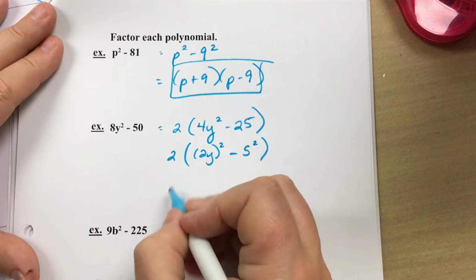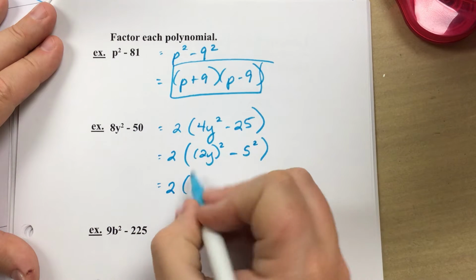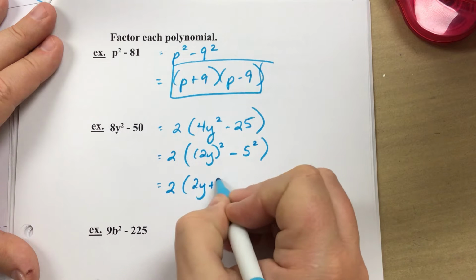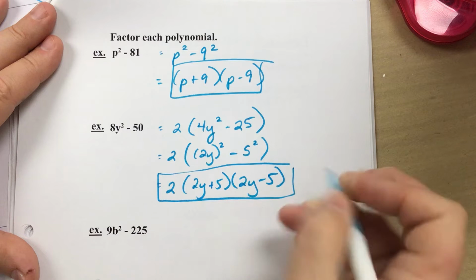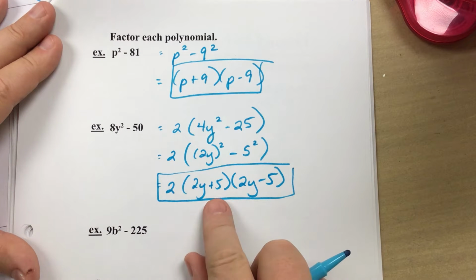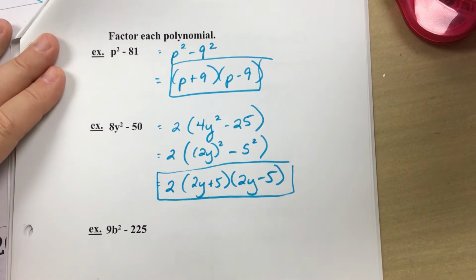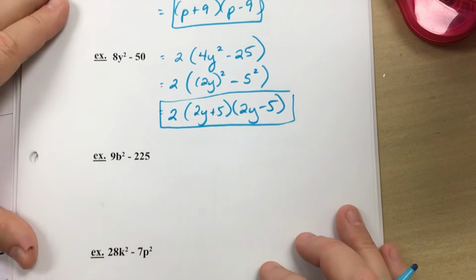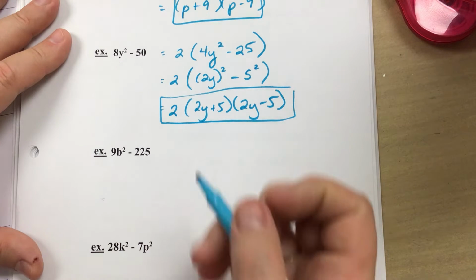So again, I still have the 2 factored out of both terms here. It's going to factor into 2 times 2y plus 5 times 2y minus 5. And it is okay to put 2y minus 5 first and 2y plus 5 second. That is fine. Continuing on, in this next one, we can actually factor out a 9.